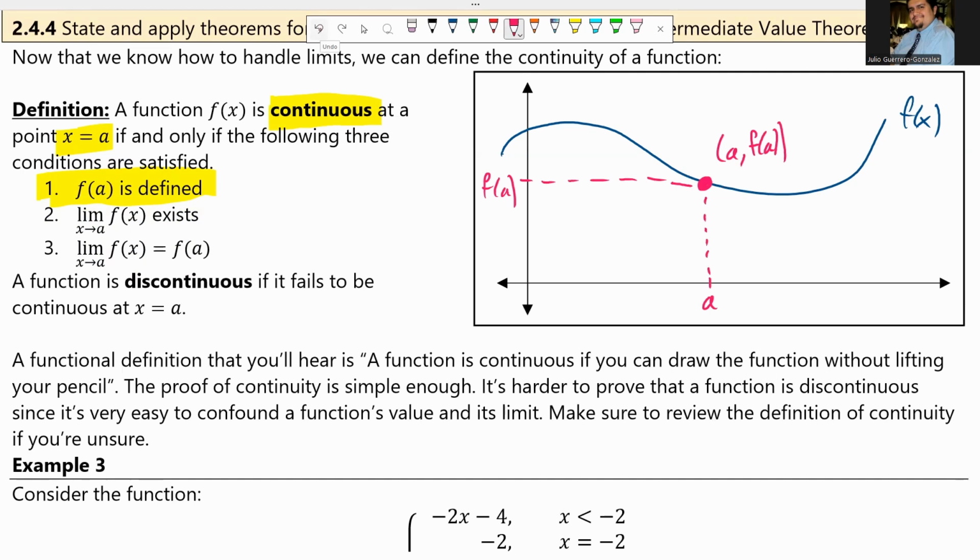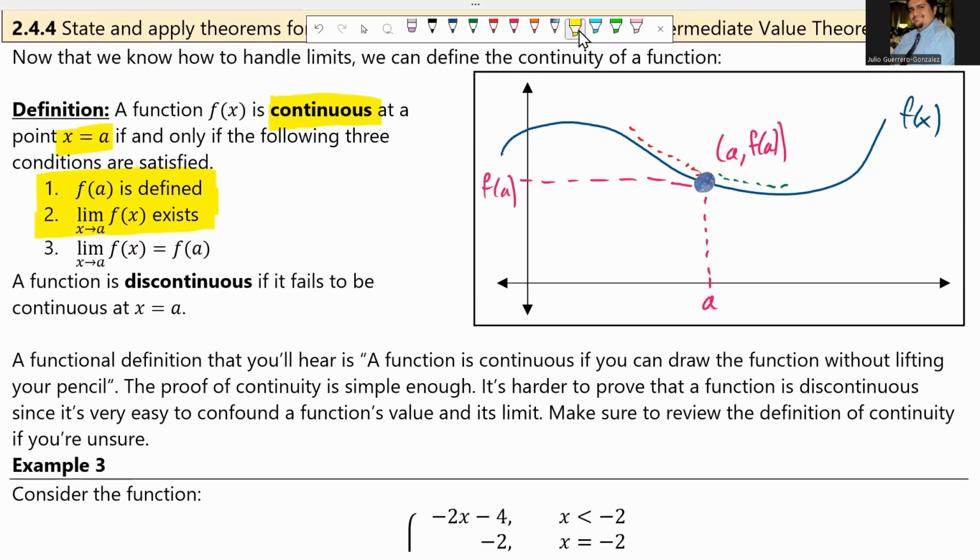Second thing, number two. When we say number two, we are saying that the limit as x approaches a of f of x exists. That means if we head toward this point from the positive end, and if we head toward this point from the negative end, it's got to approach a particular value. It's got to approach something. That was the idea of a limit from the previous section.